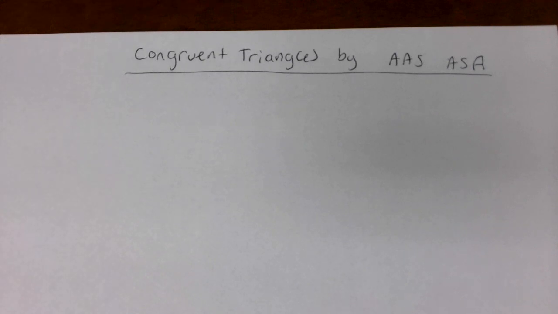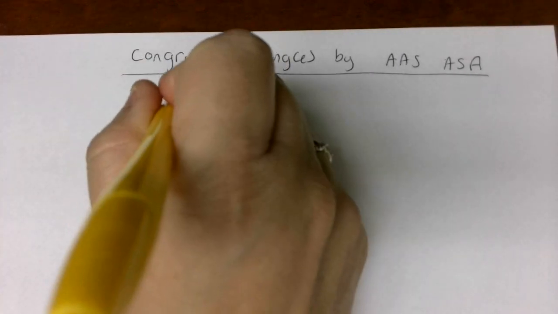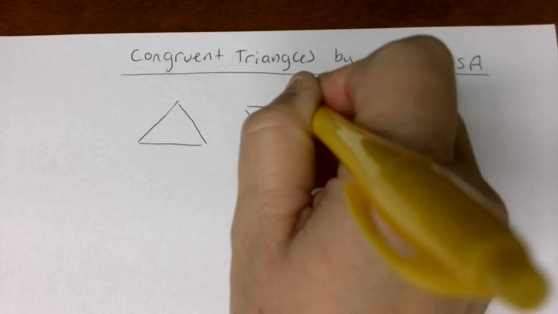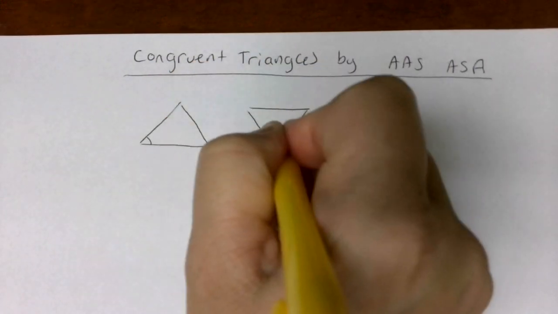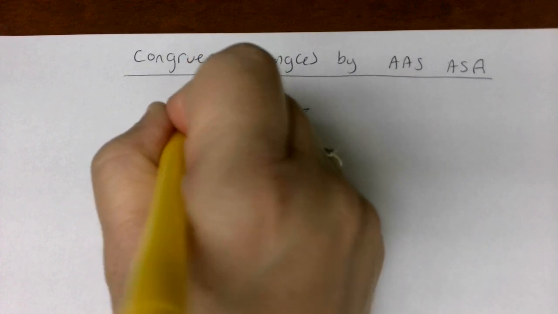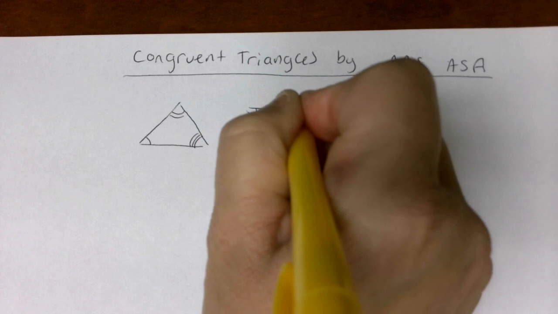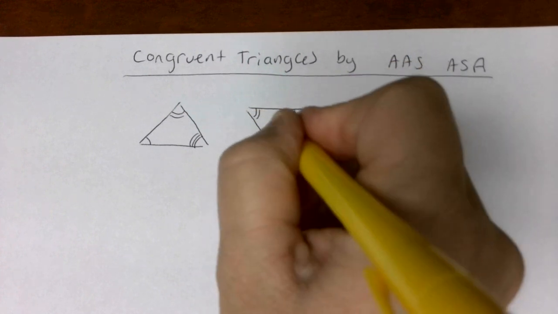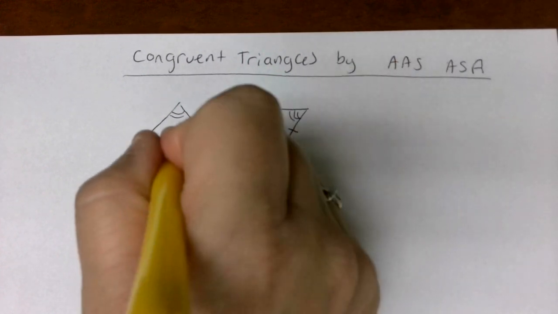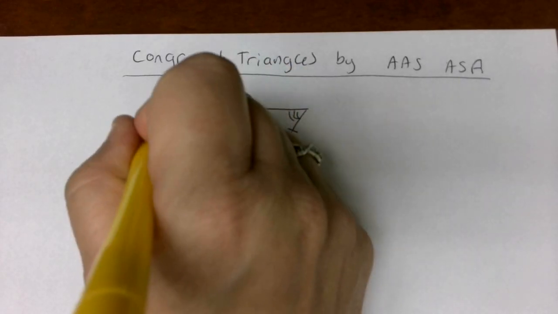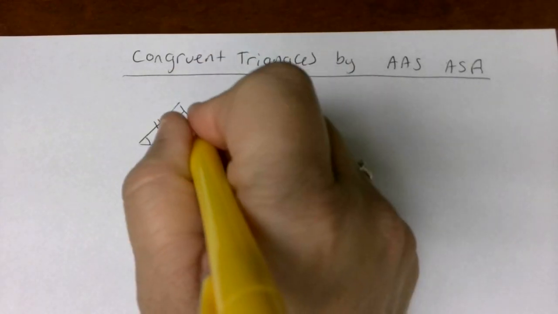So now we're going to look at the final two ways to be able to prove that two triangles are congruent. Now remember, in order for two triangles to be congruent, all of their angles have to be the same. And all of their sides would have to be the same. So that one would have to be the same with this one. Between 1 and 2, and between 2 and 3.